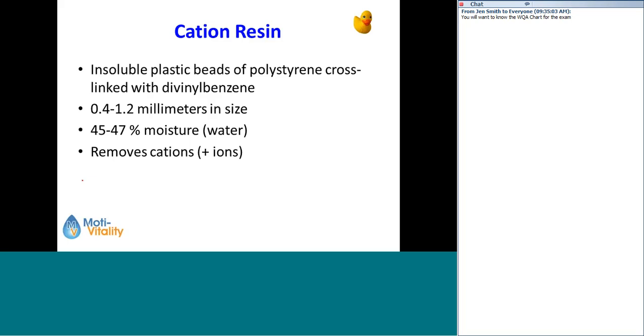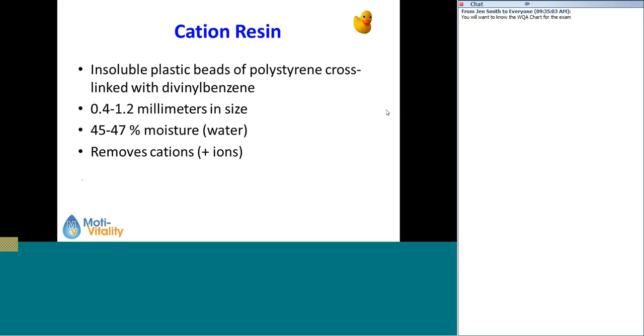Okay, I'm going to see if you guys can chat. Are you paying attention? Let's just see where you guys are at here. If cation resin removes positive ions, what electrical charge does it have? What charge does a cation resin have? If it removes positive, good, negative. It has to, right? Because negative attracts positive. It would repel negative ions.